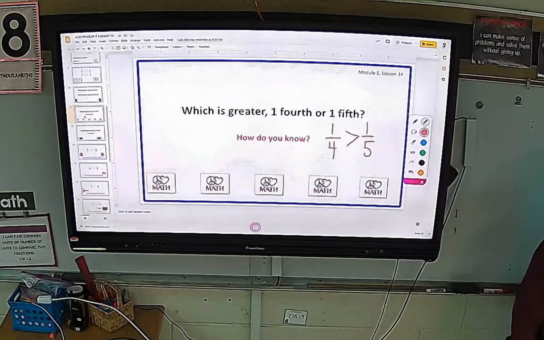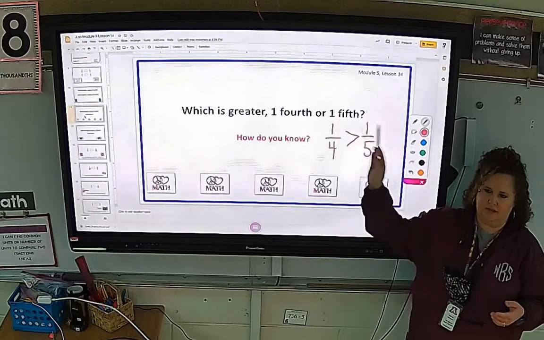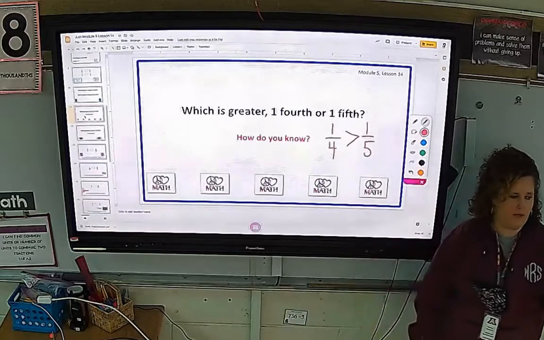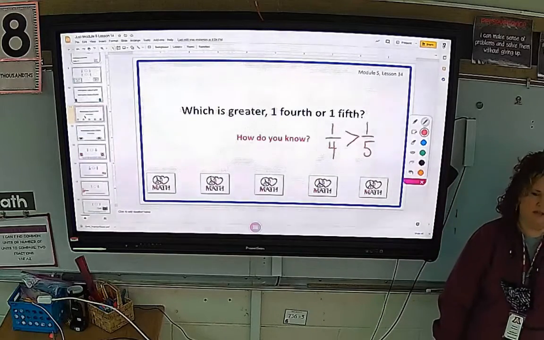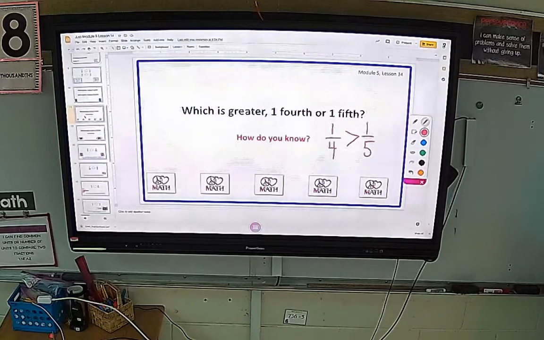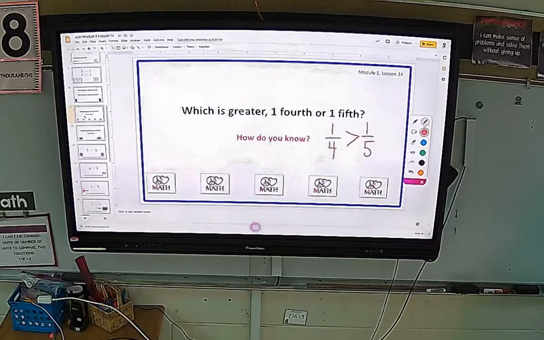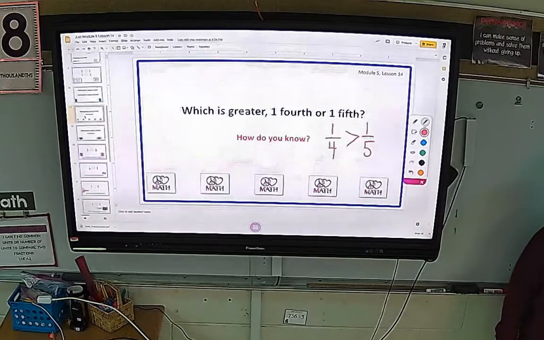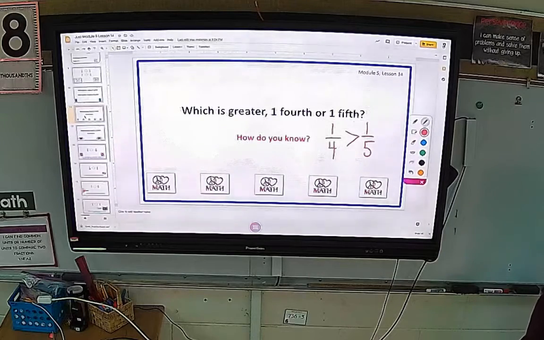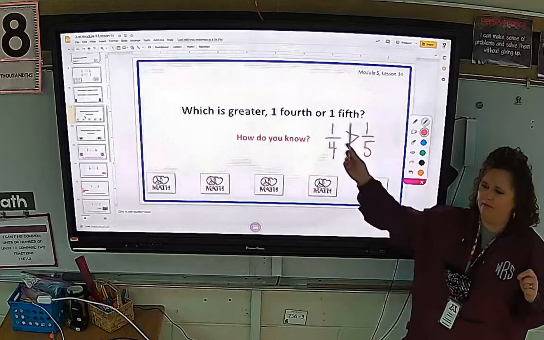Okay. They both have the same what? Guys, I need your eyes. They have the same numerator. So what does that tell us? If the numerators are the same and you look at the denominators, whichever denominator is smaller is the bigger piece. Okay. I've got the same number of pieces, right?